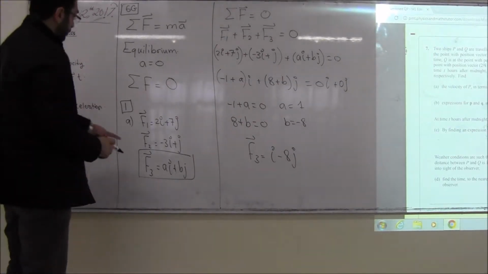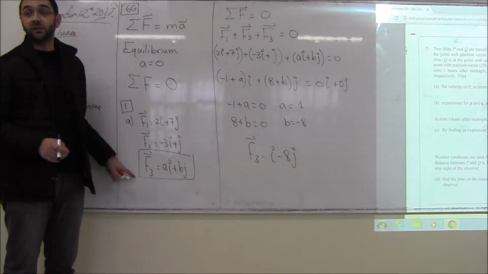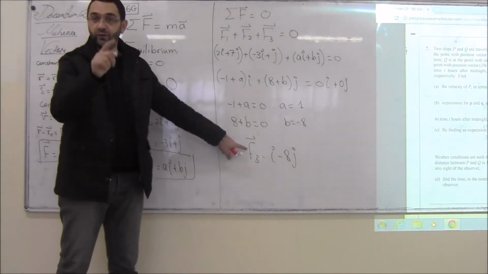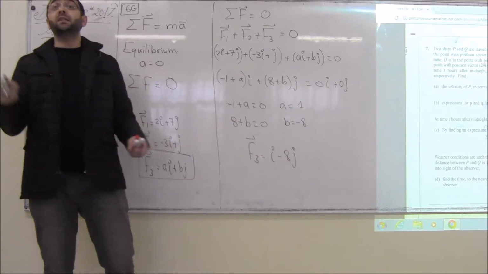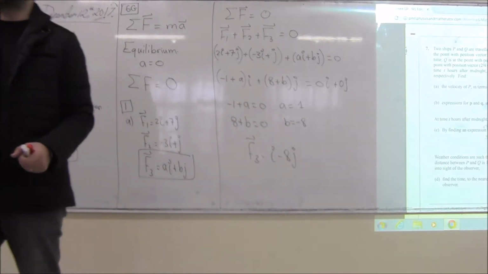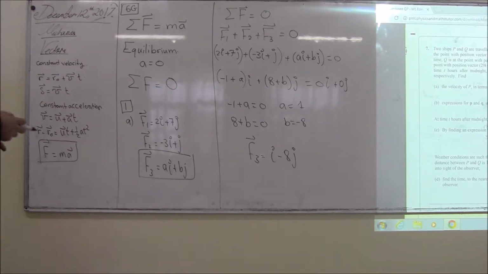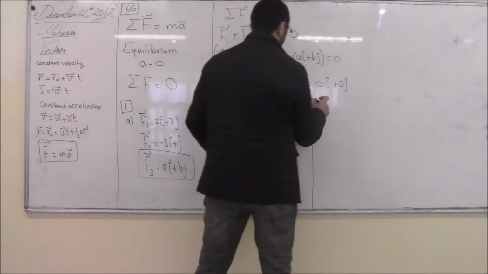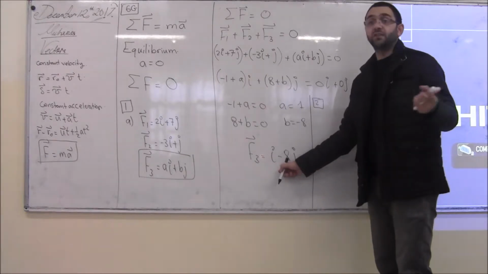In question 2, we are asked about the magnitude of F3 that we have found in question 1 and the direction, or angle, between F3 and the positive x-axis. Look at question 2. We are asked about the magnitude of F3 and the direction.